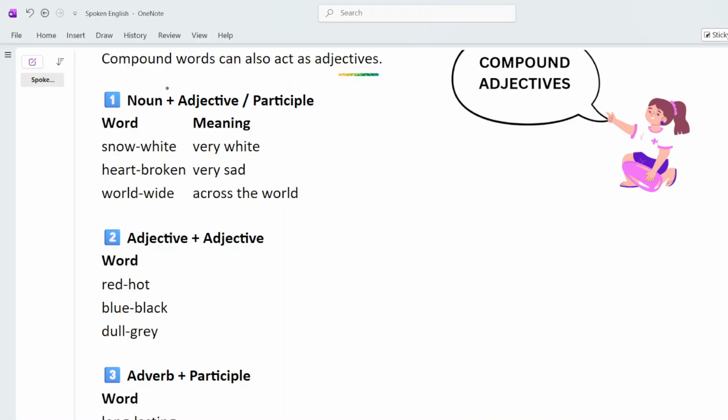So a noun plus adjective or a participle looks like this. A noun is snow, adjective white, all right? It means it's truly white, snow white. Heart broken, very sad. The meaning is very sad. However, it's a noun plus adjective. Worldwide. Okay, world is a noun, wide adjective, across the world.